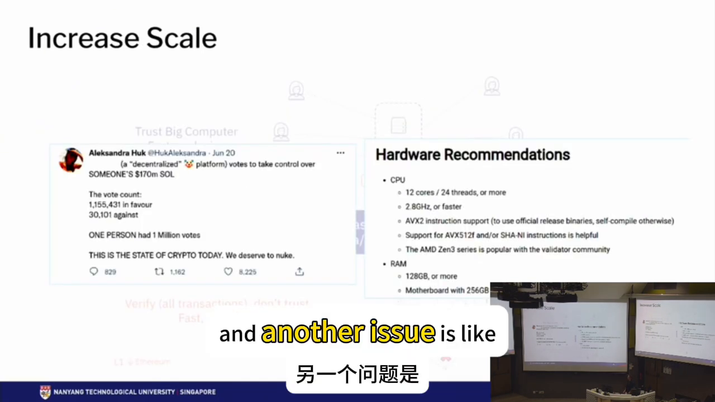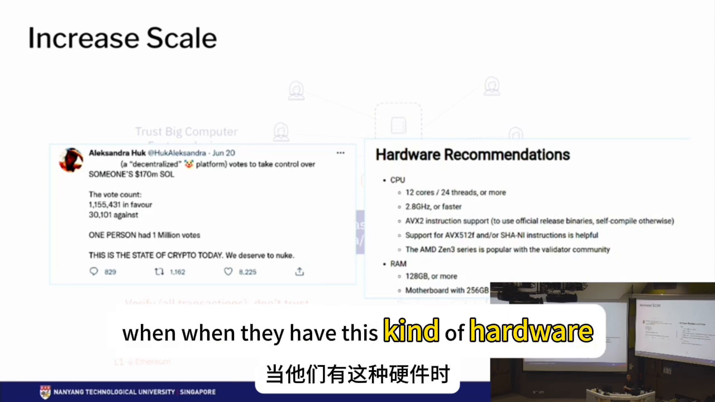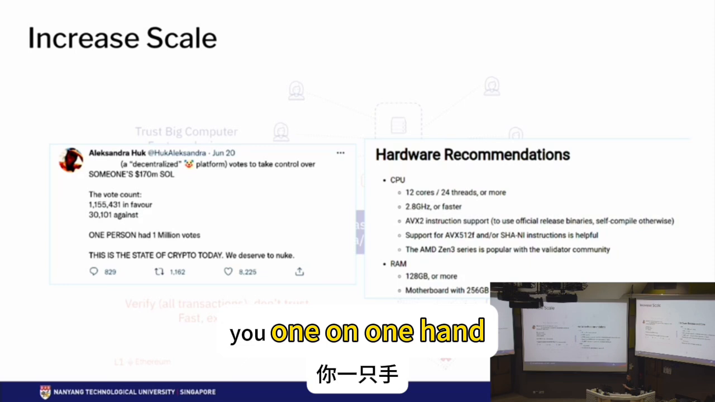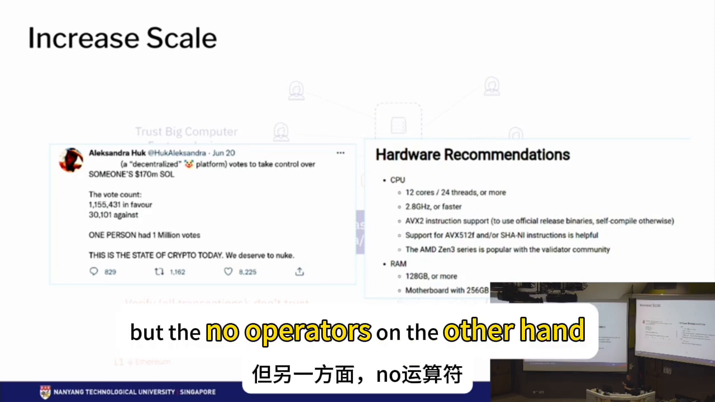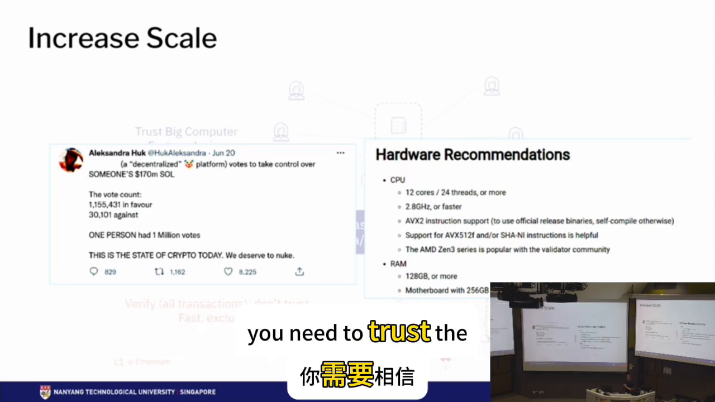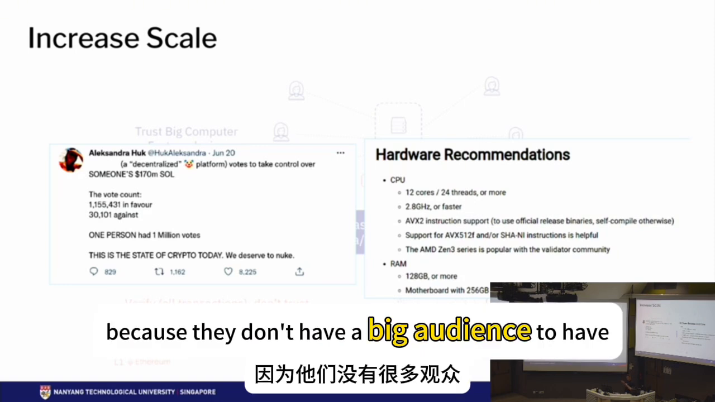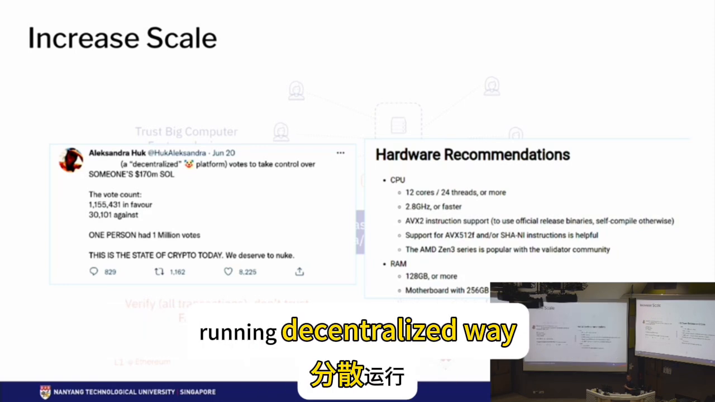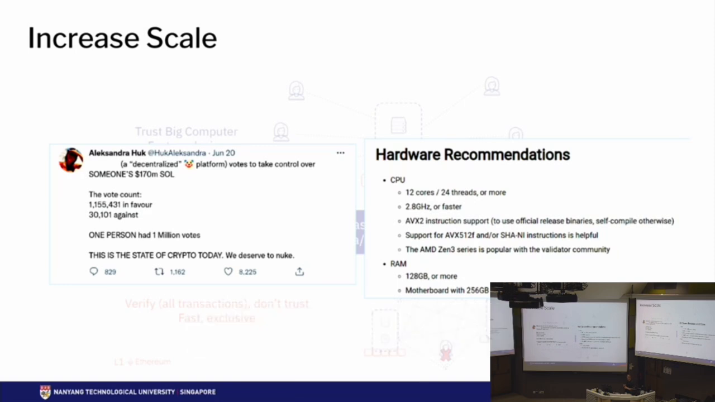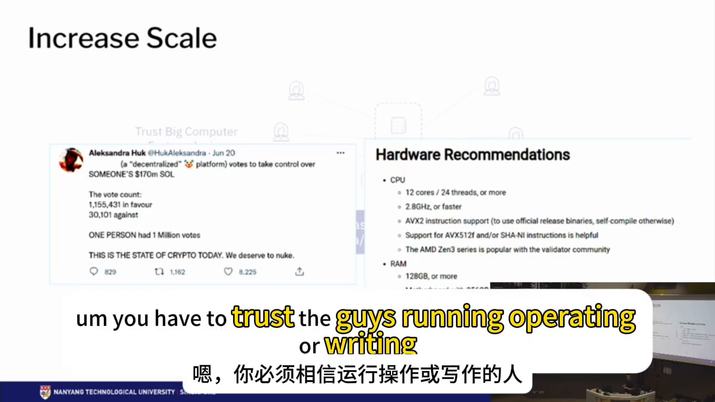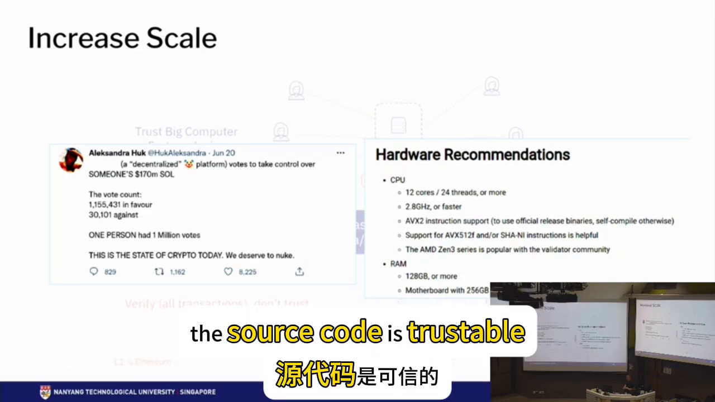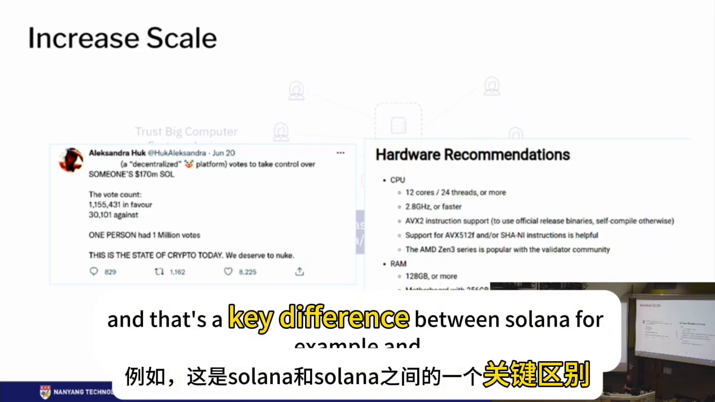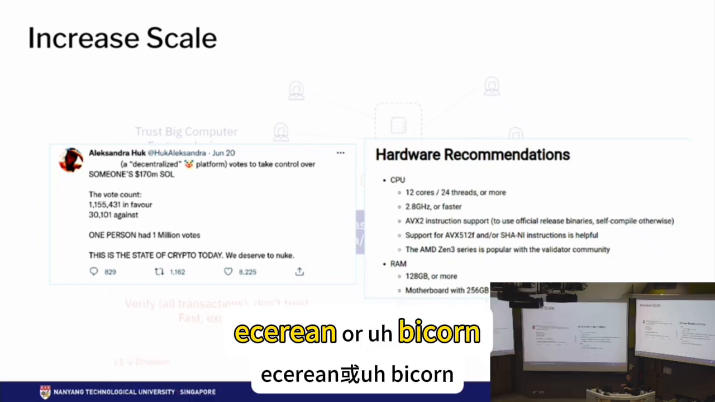Another issue is that when they have this kind of hardware, on one hand you have to trust the node operators. On the other hand, because they don't have a big audience to have the consensus, to have the algorithms running in a decentralized way, you have to trust that the guys operating or writing the source code are trustworthy. And that's a key difference between Solana, for example, and Ethereum or Bitcoin.